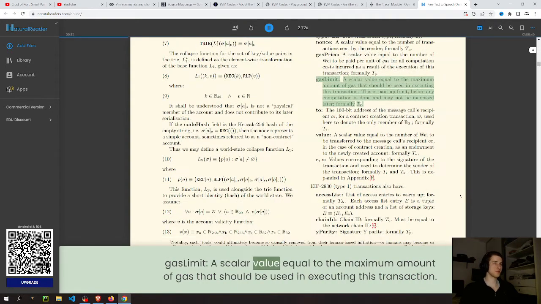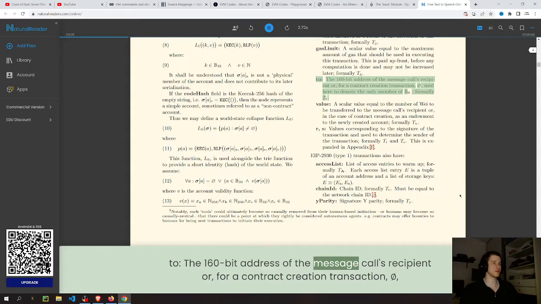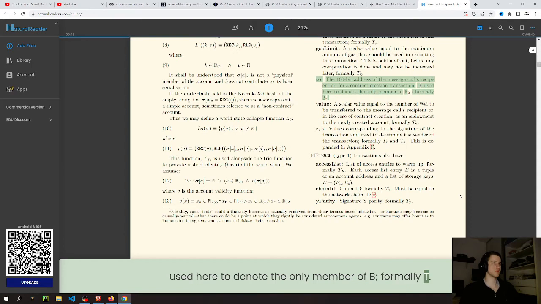Gas limit, a scalar value equal to the maximum amount of gas that should be used in executing this transaction. This is paid up front, before any computation is done, and may not be increased later, formally T_g. To: the 160-bit address of the message call's recipient or, for a contract creation transaction, ∅, used here to denote the only member of B_0, formally T_t.